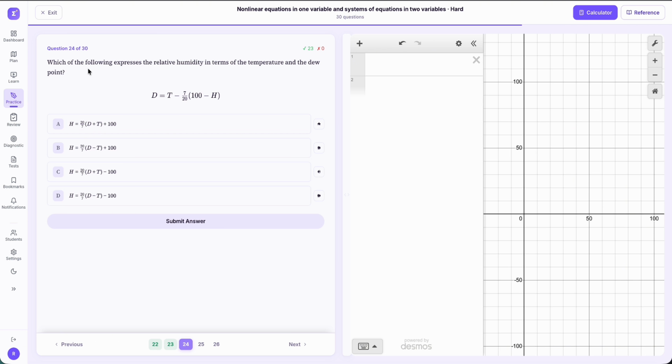Okay, next one. Which of the following expresses the relative humidity in terms of the temperature and dew point? Well, the question doesn't really help you out here, but the answer choices do. You have an equation, and all of these are solved for h. So what you'd have to do is rearrange this equation for h. Personally, I wouldn't do that. That's going to be a good number of steps, and a lot of times people do that kind of stuff wrong.